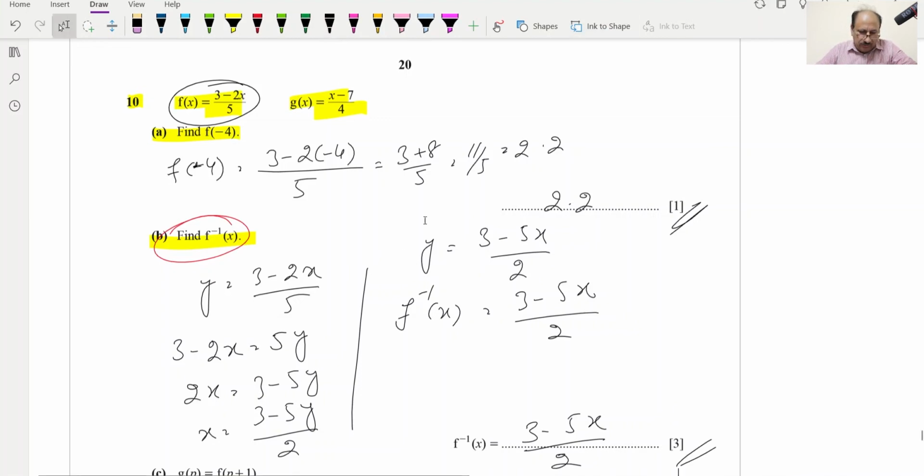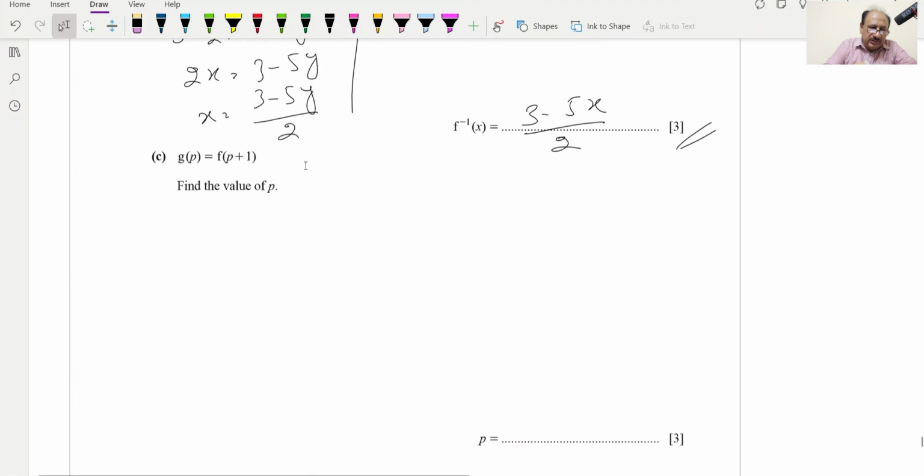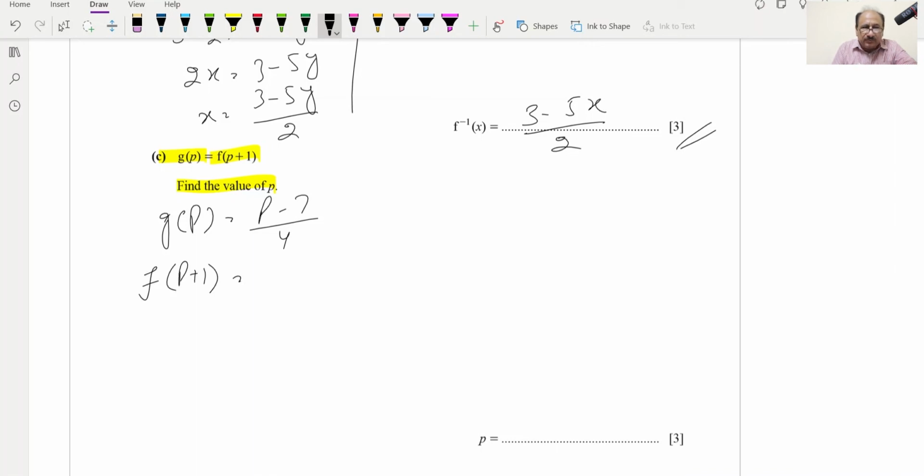Now for the C part, they are saying g of p is equal to f of p plus 1. Find the value of p. So g of p, in g of x we will be replacing x by p. So this will be g of p, and for f of p plus 1 we will be replacing x by p plus 1. So it will be 3 minus 2 into p plus 1, divided by 5. And now we will be equating them by the condition of the question.